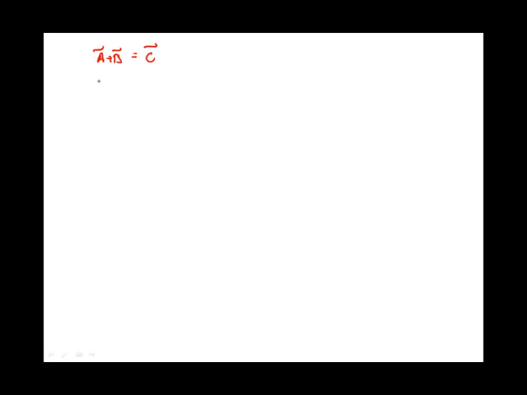And so that's the commutative property. B plus A is equal to C, so A plus B is equal to B plus A. So vector addition obeys the commutative property.